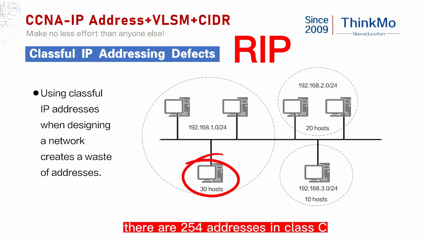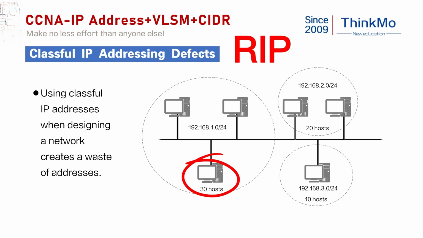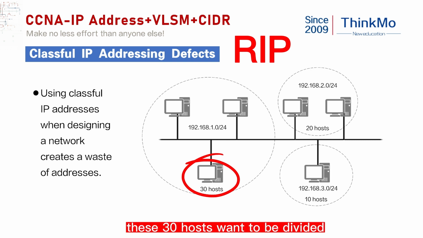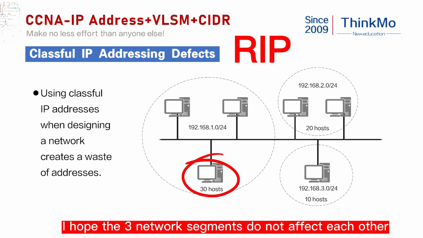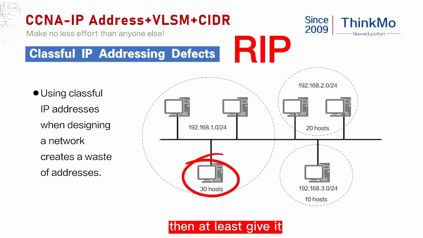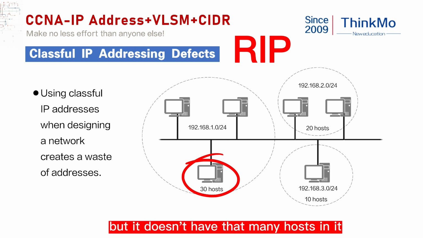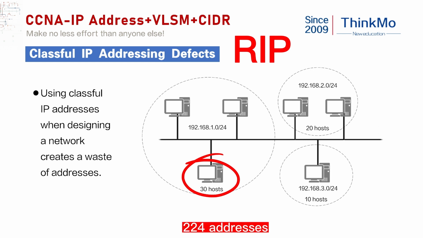254 addresses in Class C. Without subnetting, these 30 hosts want to be divided into a network segment. I hope the 3 network segments do not affect each other. Then at least allocate a Class C address segment and give it 254 addresses. But it doesn't have that many hosts in it. It is equivalent to wasting 224 addresses.